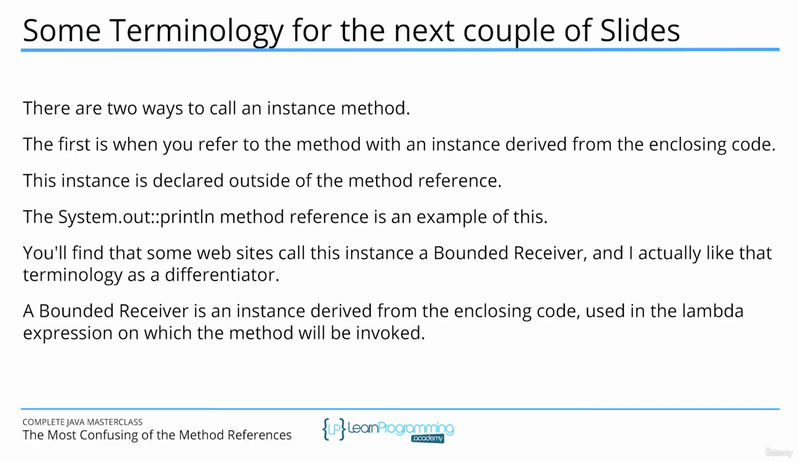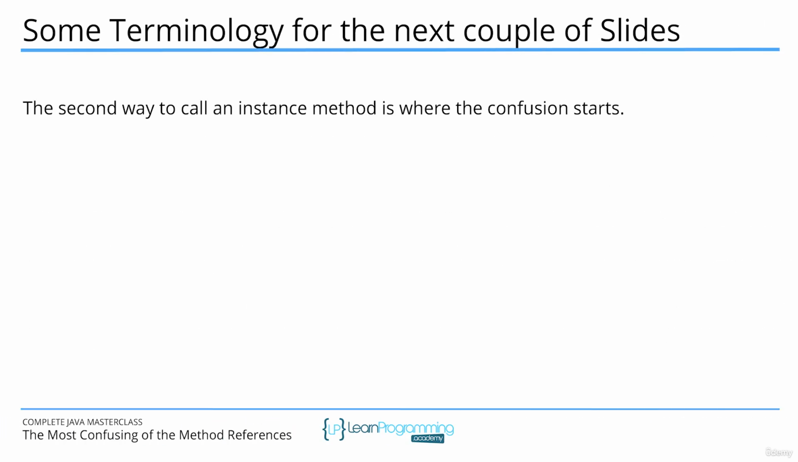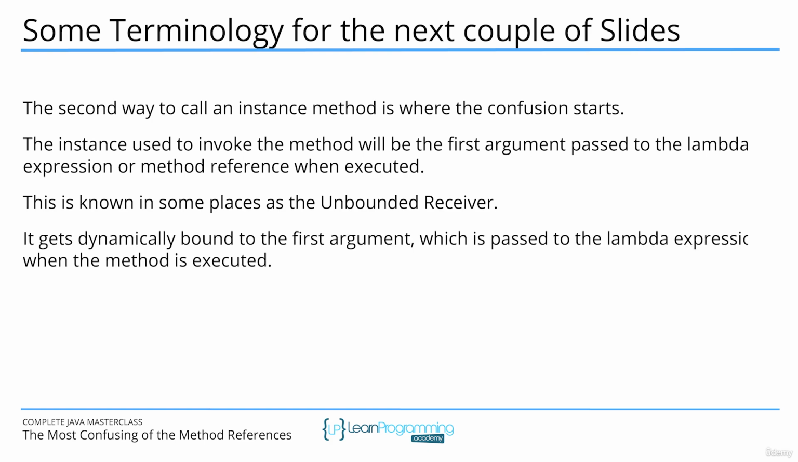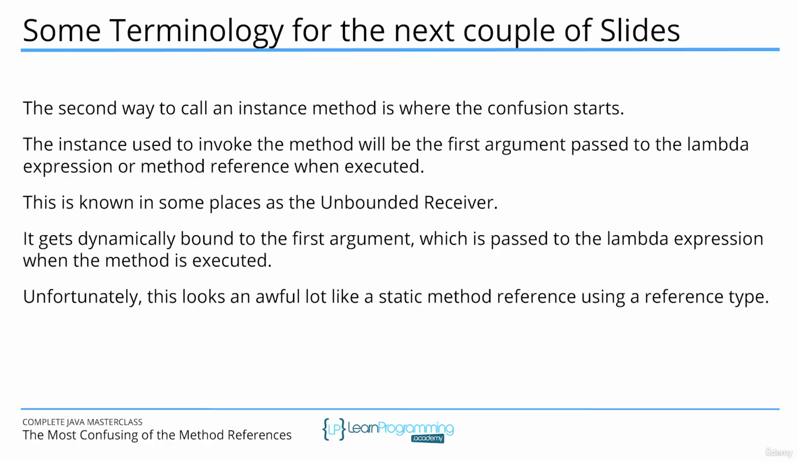will be invoked. The second way to call an instance method is where the confusion starts. The instance used to invoke the method will be the first argument passed to the Lambda expression or method reference when executed. This is known in some places as the unbounded receiver. It gets dynamically bound to the first argument, which is passed to the Lambda expression when the method is executed. Unfortunately, this looks an awful lot like a static method reference using a reference type.